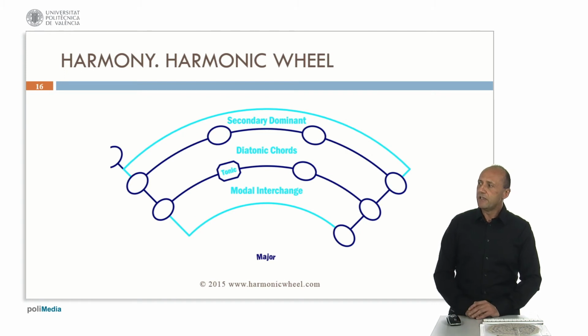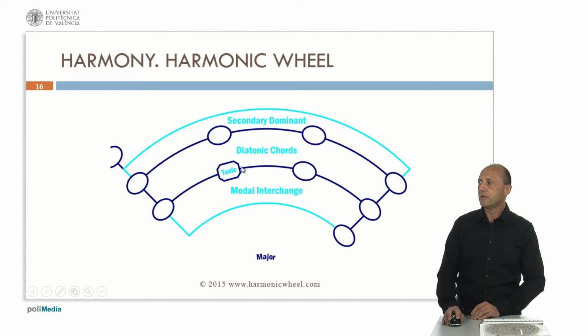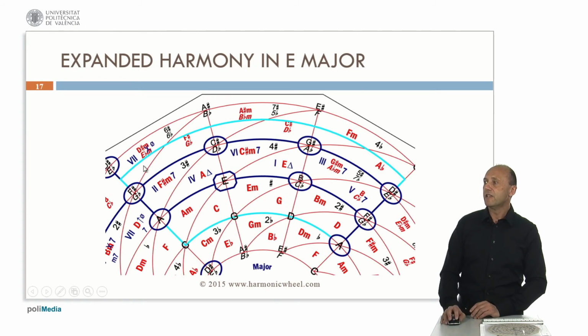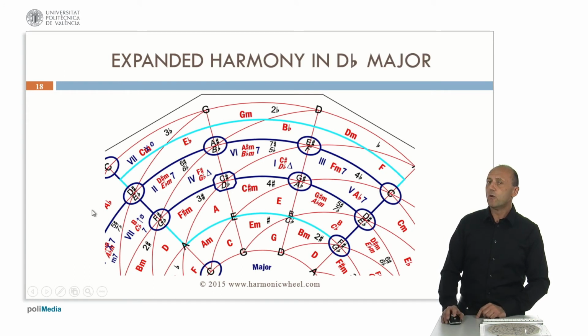In this diagram, we can see how the different chords are placed on the harmonic wheel. We choose the tonic with this small rectangle, and then we automatically find the diatonic chords in this big rectangle. Just above them, we find the secondary dominant chords, and just below them, the modal interchange chords. So if we are in E major, we can easily find all the diatonic, secondary dominant, and modal interchange chords. And in the same way for any other major chord, for example, D flat major. With the harmonic wheel, we don't need to do any complex mental exercise for obtaining the chords.